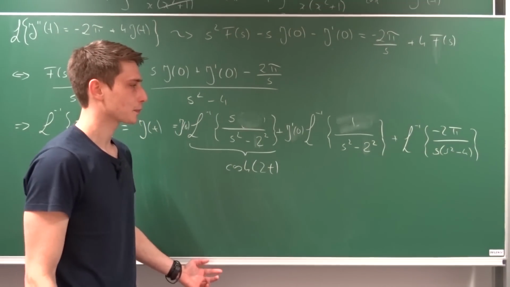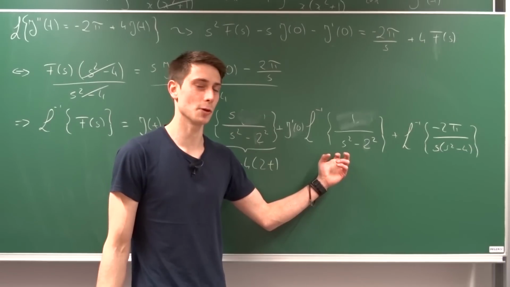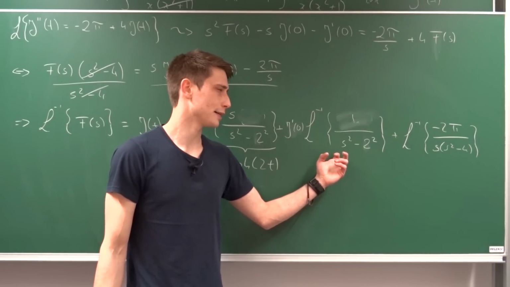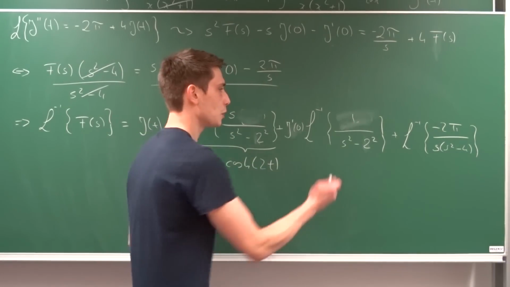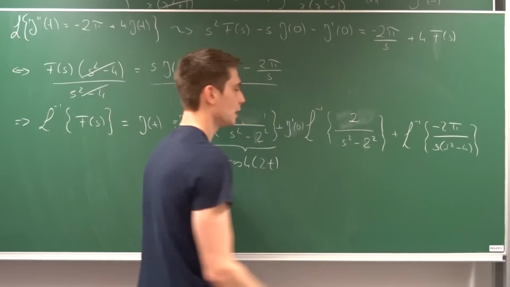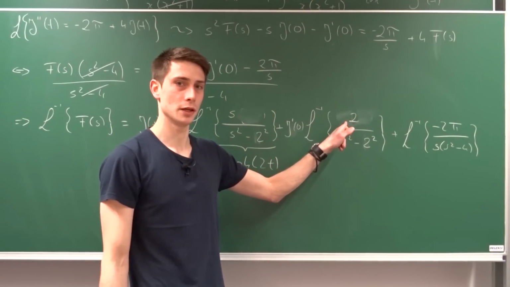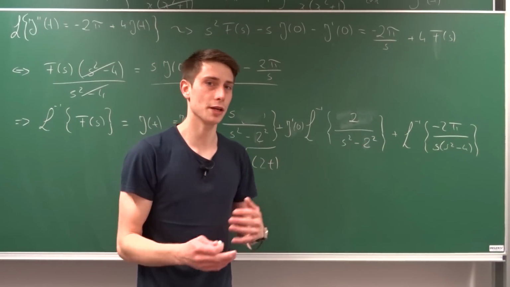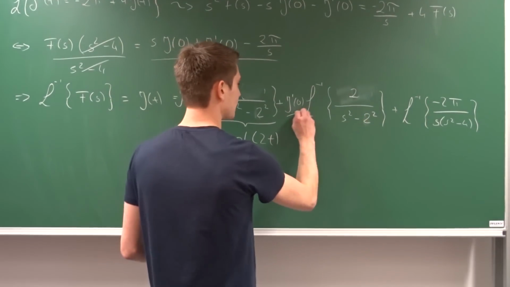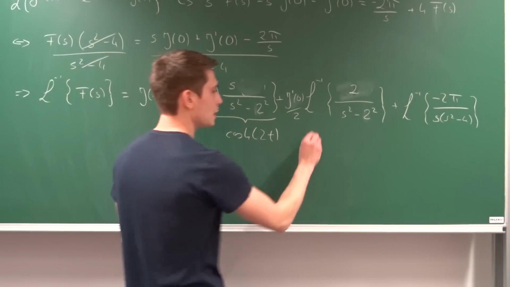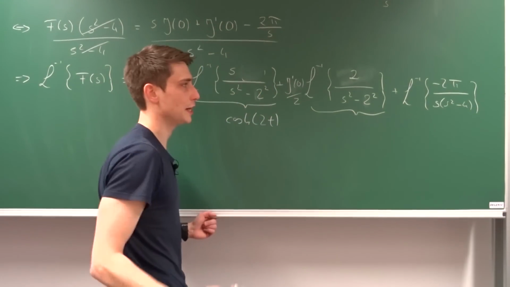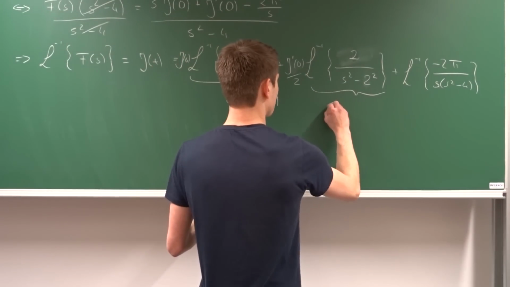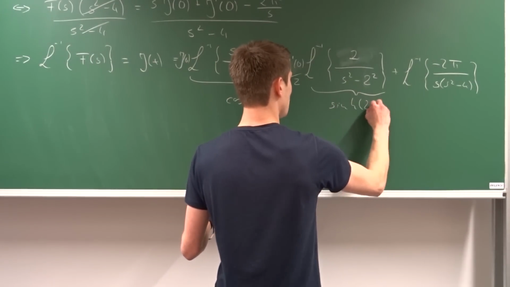But the thing is, this is going to be the hyperbolic sine. But something is missing up here. We would need a 2 up here. How can we get a 2 up here? Well, up here there was just a 1, so we can rewrite this 1 as 2 over 2, so we have to bring over 2 to the outside. So that thing will evaluate to the hyperbolic sine of 2 times t.